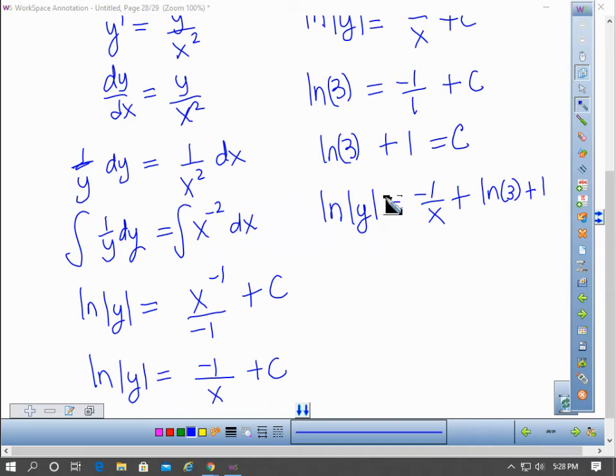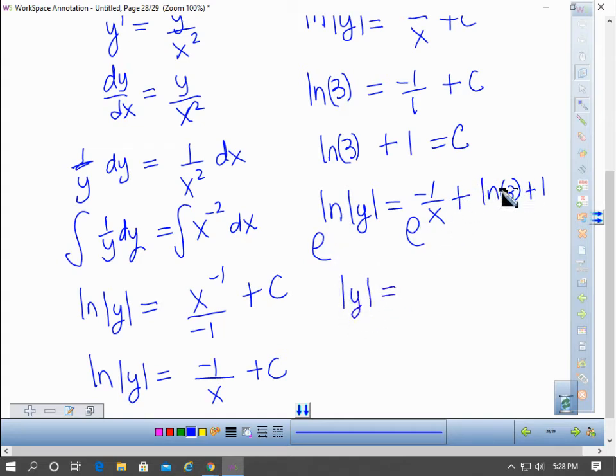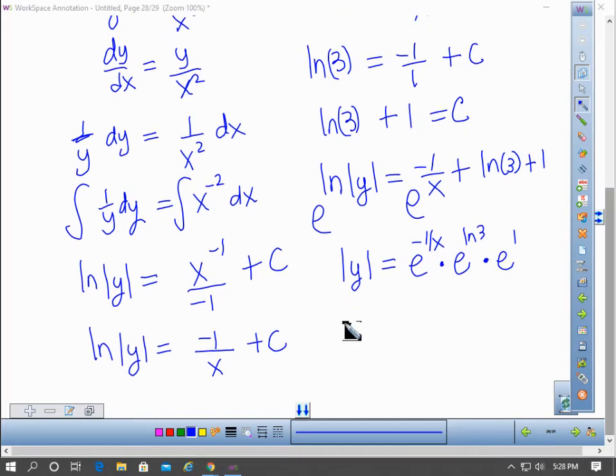Okay? So now let's see here. Now we can solve for y if we want to. We can do our e stuff, because we can make all of these the exponents to e. So these cancel. So it's going to give me y equals, and we can break all of these up. So this will be e to the negative 1 over x times e to the ln of 3 times e to the first. So e to the ln of 3, that e and that ln cancel, so that's just 3.